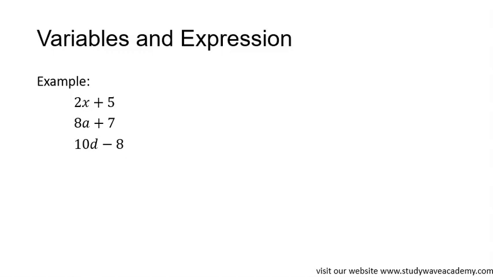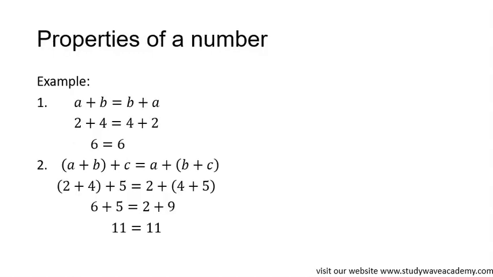Okay, so now we are going to be looking at properties of a number. One of the property of a number is commutative property. The first is commutative property, which states that changing the order of numbers doesn't change the result. The result won't change, okay? Let's say we have a plus b. It's still the same as b plus a, okay? The order changed, but the result remained the same.